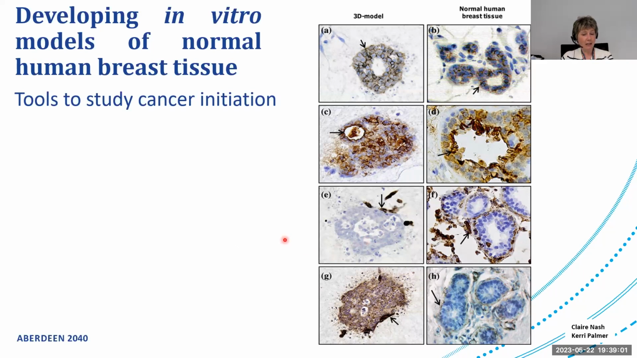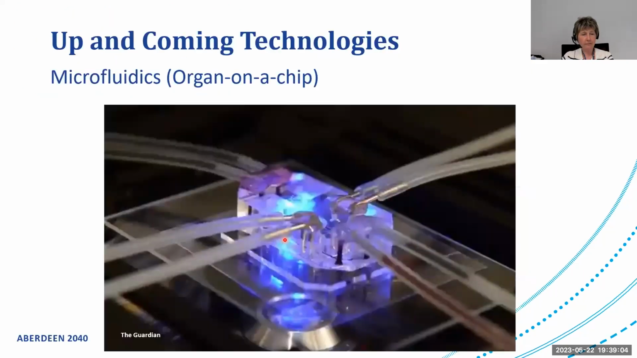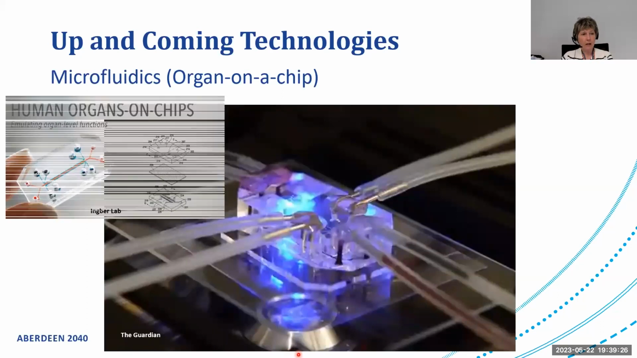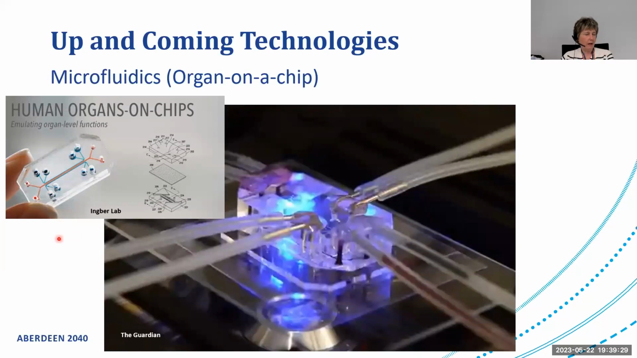So what about up-and-coming technologies? Well, I'm sure you've all heard of microfluidics, or so-called organ-on-a-chip models. And it's even made the press. The Guardian is a newspaper which is published in the UK, and there was a piece in the Guardian about these microfluidic models. And they've been described by the Ingber lab. So Don Ingber, I guess, has really been driving the development of these human organs on a chip models.